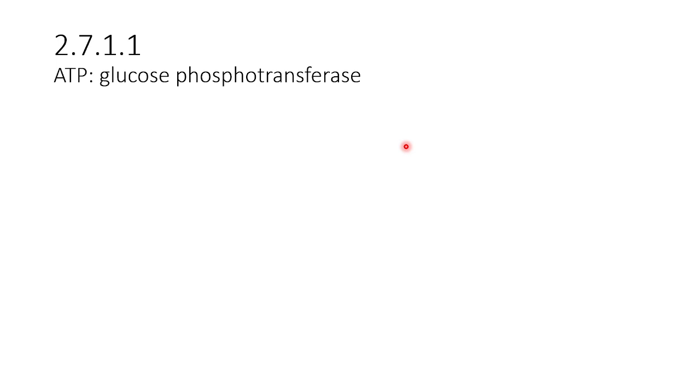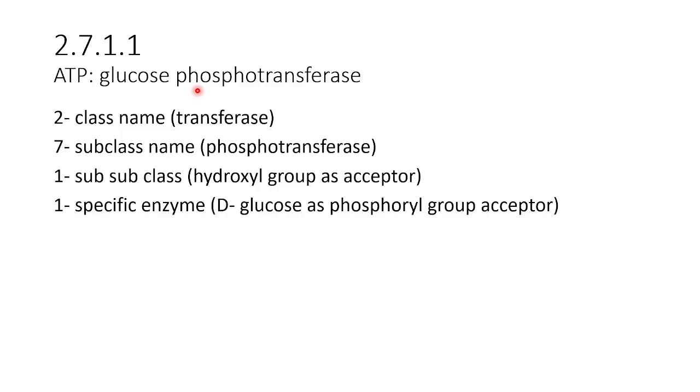One example of this is 2.7.1.2. The 2 is your class name, that is transferase. It belongs to the transferase type of enzyme, an ATP:glucose phosphotransferase. So the transferase falls in the category of 2. 7 is the subclass, that is phosphotransferase, and 1 is the sub-subclass, that is the hydroxyl group as acceptor, and the specific enzyme is D-glucose as the phosphoryl group acceptor.